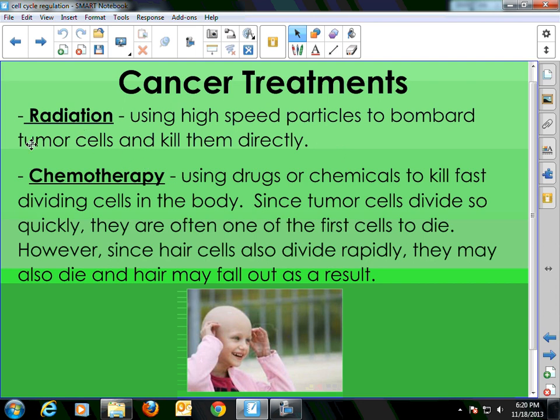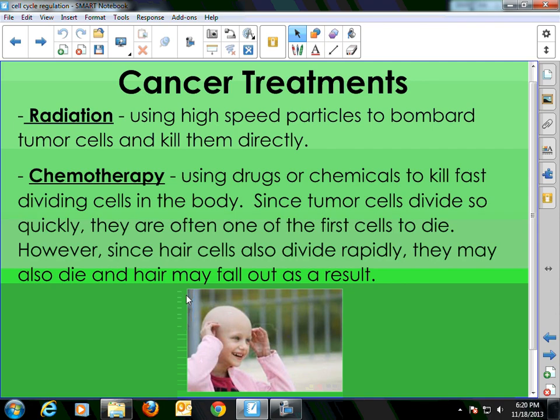If the cancer has spread, then something like chemotherapy may be a treatment that's necessary. And what chemotherapy is, is drugs or chemicals that target the fastest dividing cells in the body. Since tumor cells are the fastest dividing, they often seek those out and kill them. However, since hair cells and skin cells and fingernail cells and blood cells also divide rapidly, they may also be affected. People on chemotherapy can get very sick from this treatment because they are losing some of their cells that need to be replaced all the time. And often people with chemotherapy, because hair cells divide rapidly, will lose their hair.